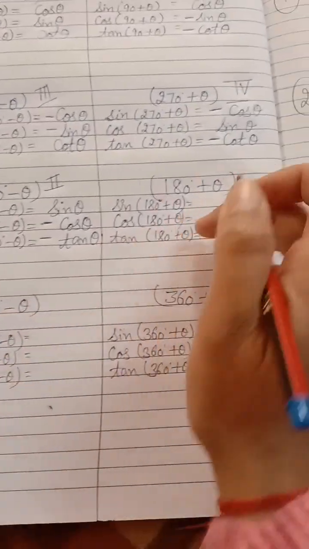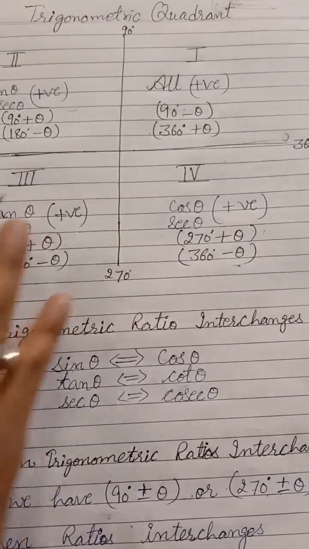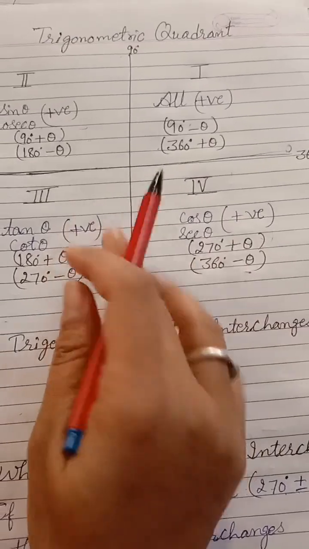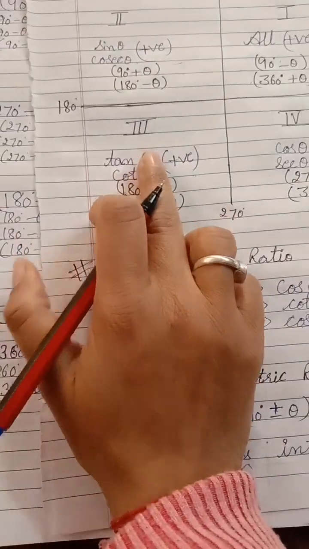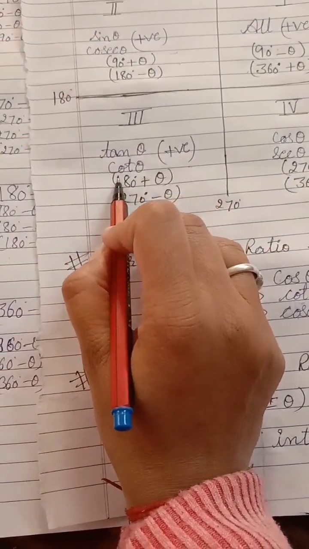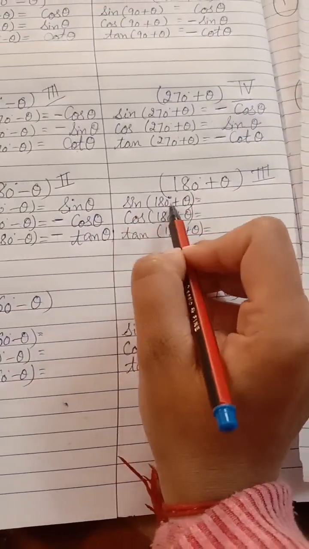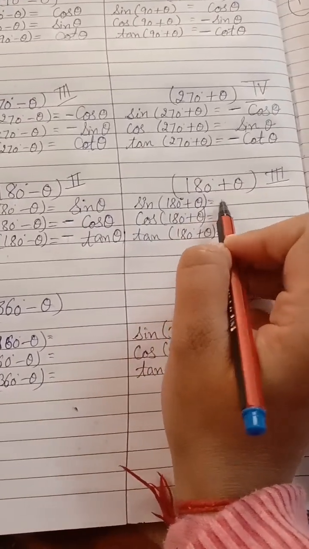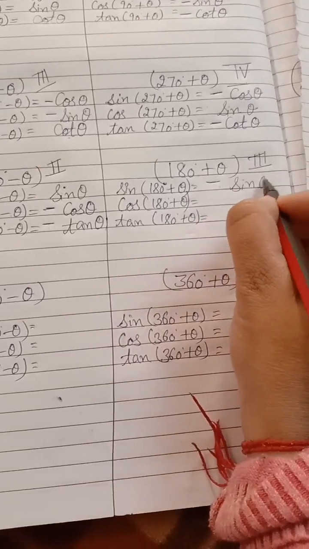Now come to this angle, 180° plus θ. Here you can see the 180° + θ angle is considered in the third quadrant. In the third quadrant, tan θ and cot θ will be positive and others will be negative. Here you have to find the value of sin θ. sin(180° + θ) will be negative here. Why so? Because sine is negative in this quadrant. So put a negative sign and write down sin θ.